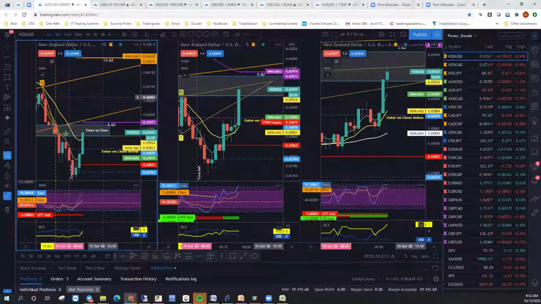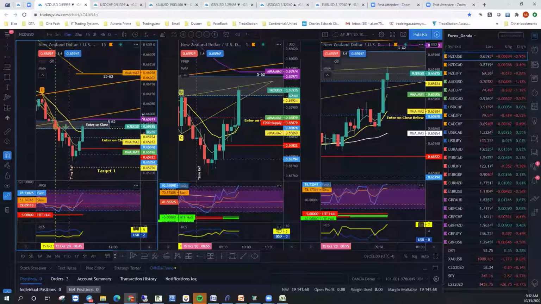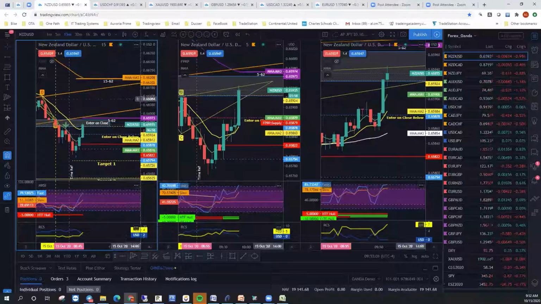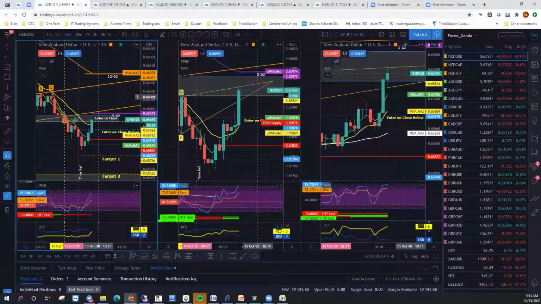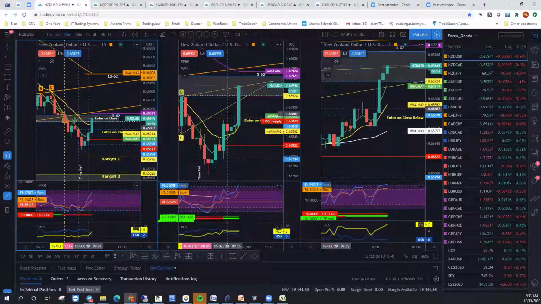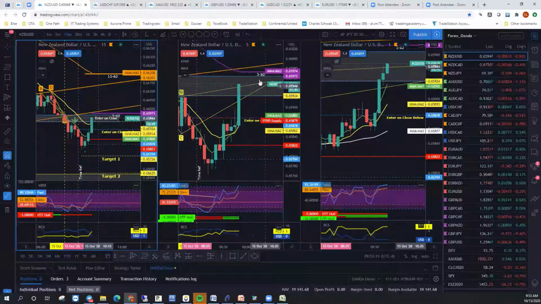And this New Zealand is starting to break to the upside. So I am not playing with that game anymore. Strong move up. So the dollar is getting real weak right here. Sure is.